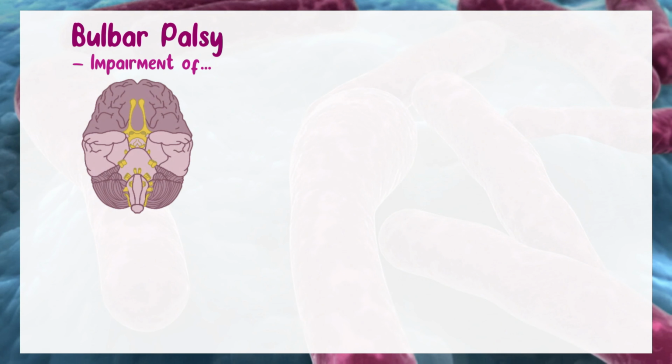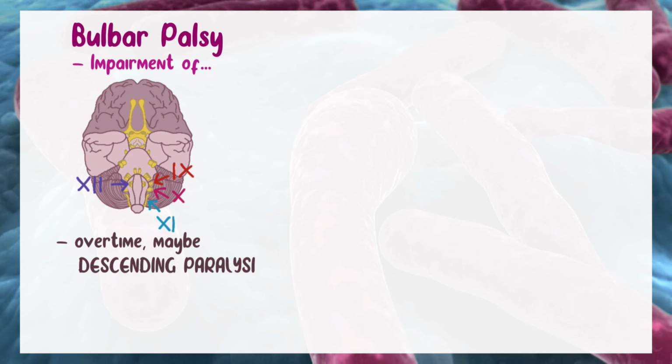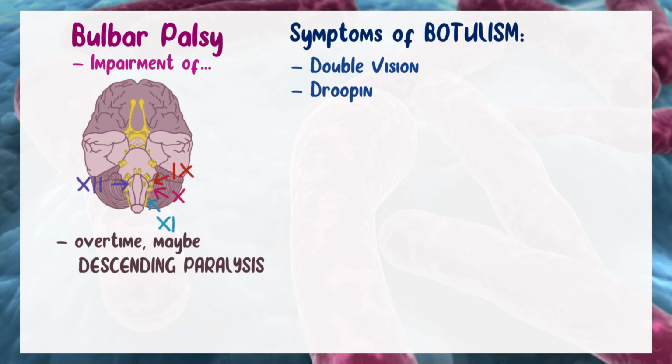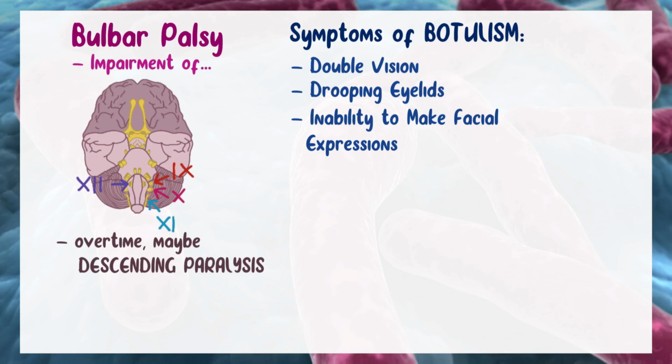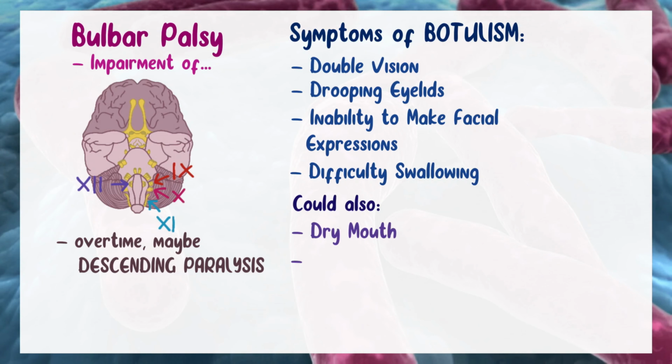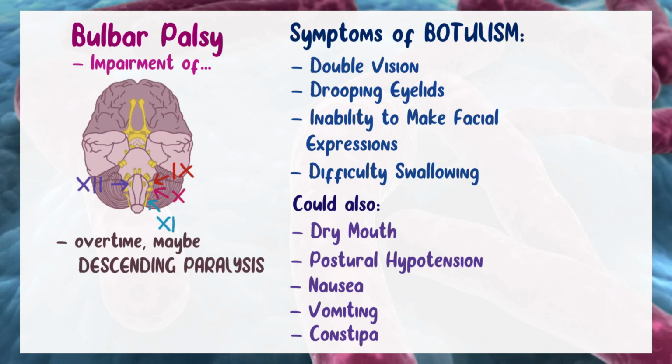In the early stages, botulism can lead to bulbar palsy, which impairs cranial nerves, and over time, it may progress to descending paralysis. Symptoms of botulism include double vision, drooping eyelids, difficulty making facial expressions, and trouble swallowing. Due to effects on the autonomic nervous system, it can also cause dry mouth, postural hypotension, low blood pressure when standing, nausea, vomiting, and constipation.